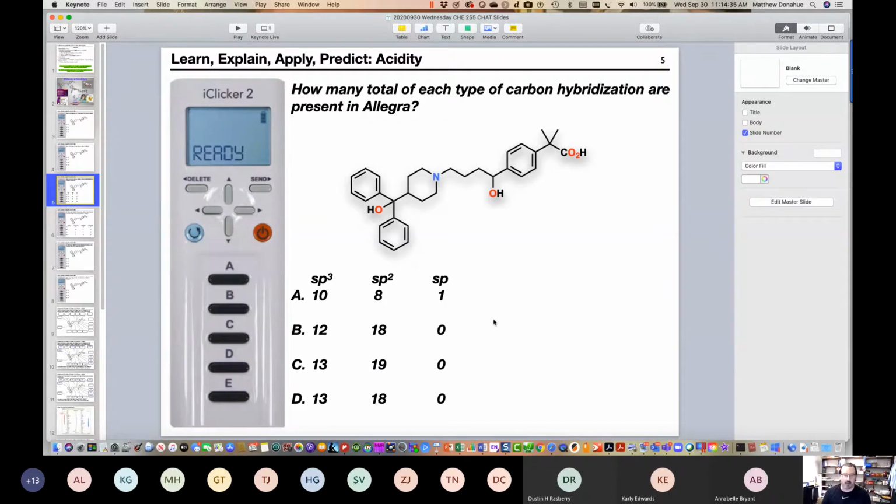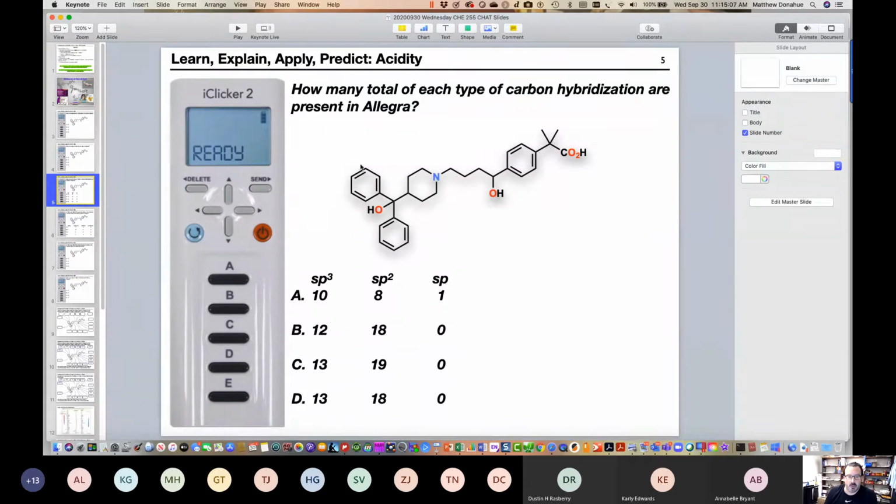It looks like from the chat, most people are picking C, which is the correct answer. So let's go ahead and count those. Start with the sp3 hybridized carbons. We have 1, 2, 3, 4, 5, 6, 7, 8, 9, 10, 11, 12, 13. So that's 13.